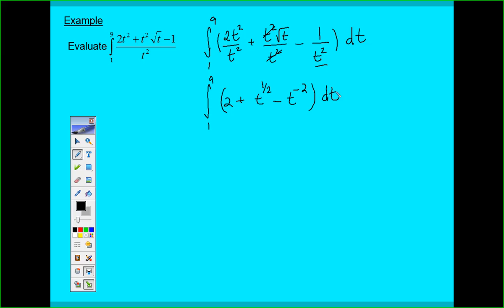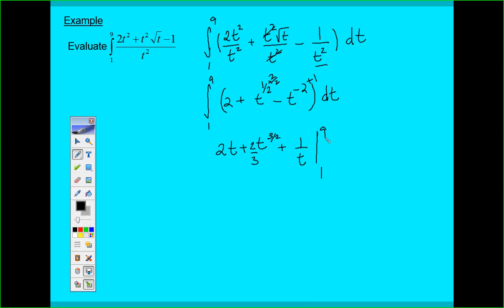Now finding the antiderivative, we'd have 2t plus, now we're adding 1 here, so we would have t to the 3/2 divided by 3/2, which is the same as multiplying by 2/3. And then this one, we're going to add 1 to the exponent to get t to the negative 1 divided by negative 1. So I'm going to put the negative 1 that was in the denominator, combine it with that negative sign, so we'd have 1 all over t. And so we're going to evaluate this from 1 to 9.